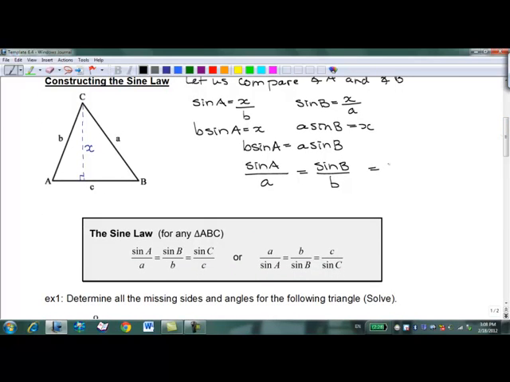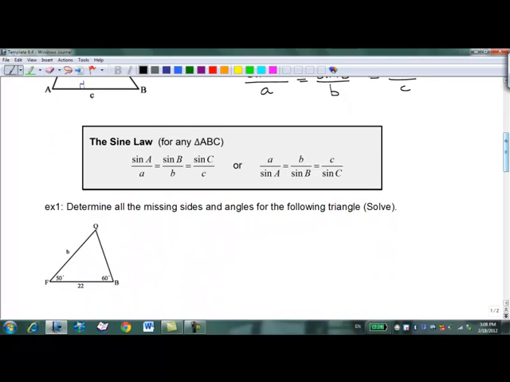If we did it again, we would see that it would be sine capital C over c. We can make any of those equal. So you see what we have written there, the sine law for any triangle ABC. And that holds true basically for anything, if it's a right triangle or not.